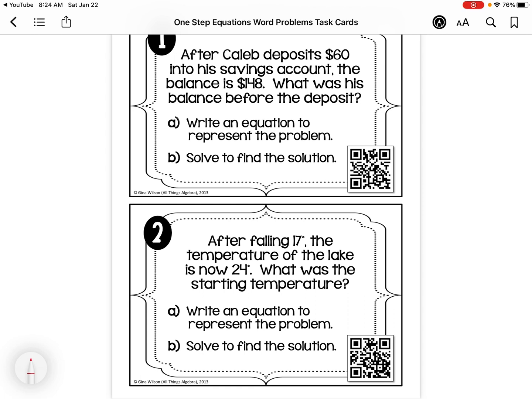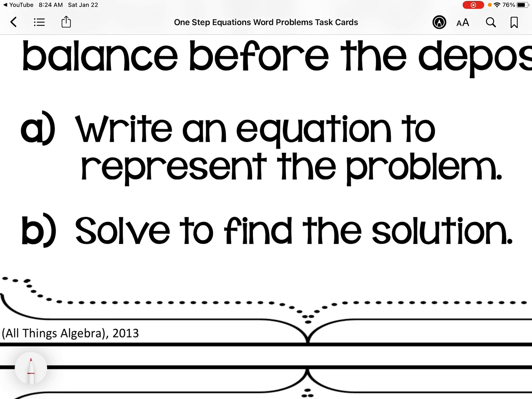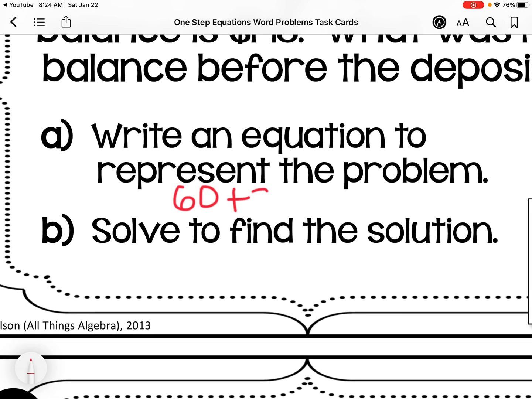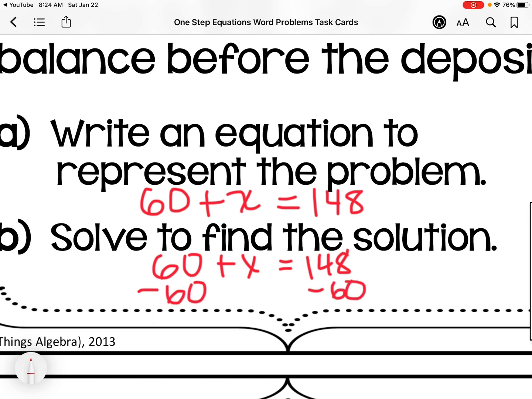So after Caleb deposits $60 into a savings account, the balance is $148. What was the balance before the deposit? So I have to write an equation. I've got $60, and that was my deposit, plus X equals 148. If I wanted to solve that, I would do 60 plus X equals 148. I would subtract 60 on each side. So the balance before I deposited was $88.